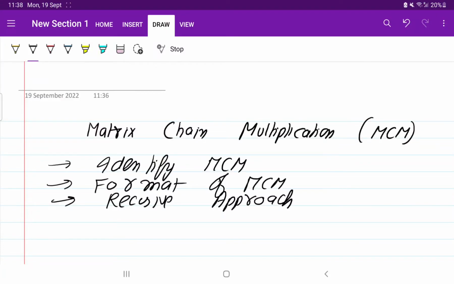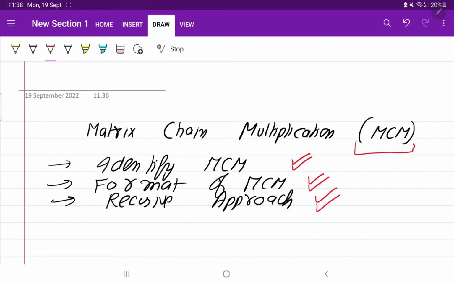Hello my dear friends. In this video we will learn the concept of matrix chain multiplication, which is also known as MCM in short form. I am going to cover how we are going to identify MCM, what the format of MCM is, and we are also going to look at the recursive approach of the MCM.